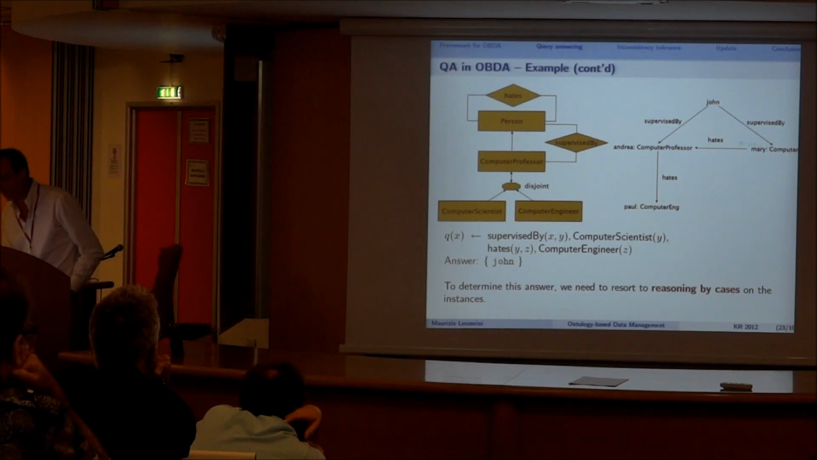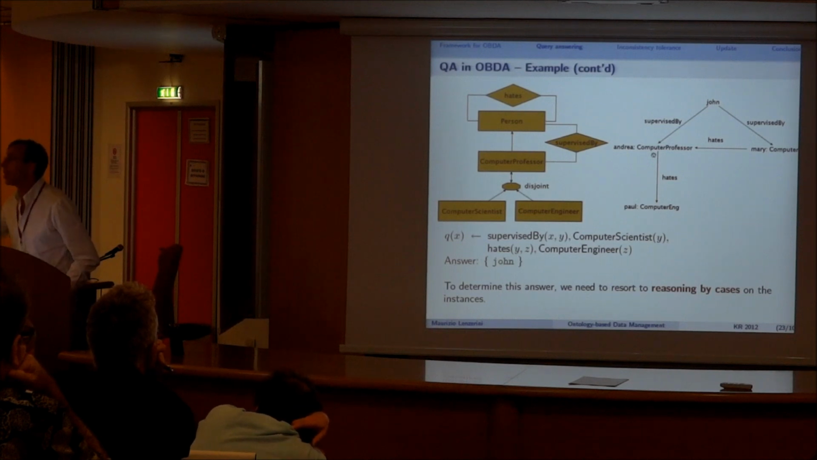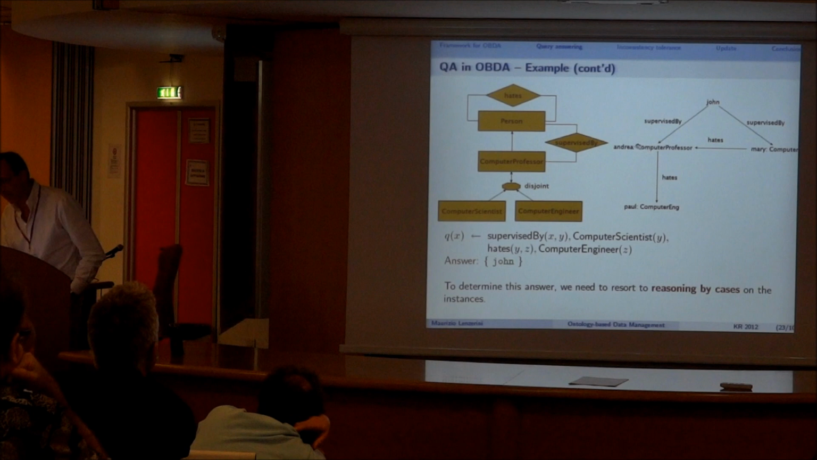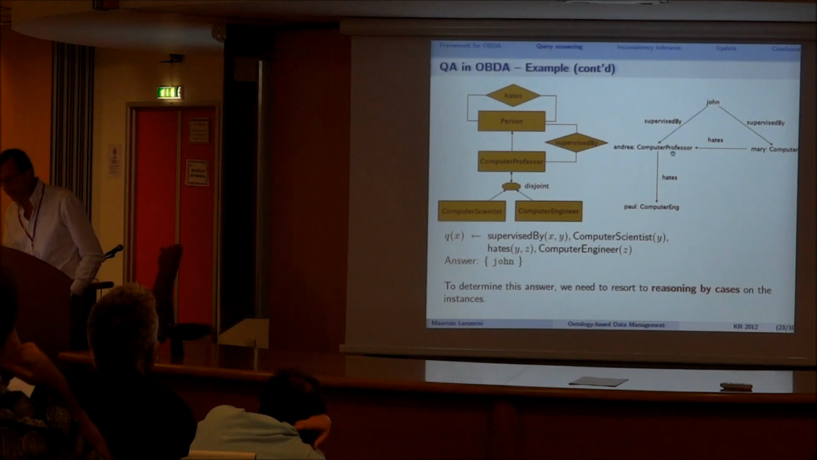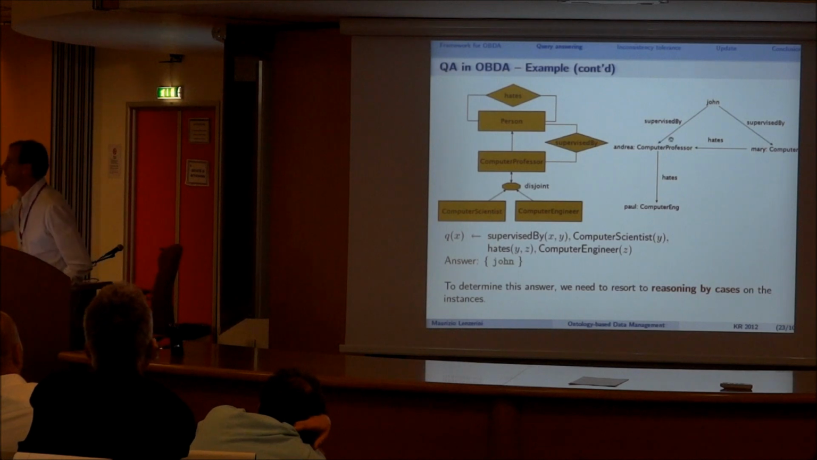Here I know that Andrea is a computer professor, and so in every model, either Andrea is a computer engineer or is a computer scientist. Now, if Andrea is a computer scientist, then the path John, Andrea, and Paul is the one that I look for. If Andrea is a computer engineer, then the path John, Mary, Andrea is the path that I'm looking for.